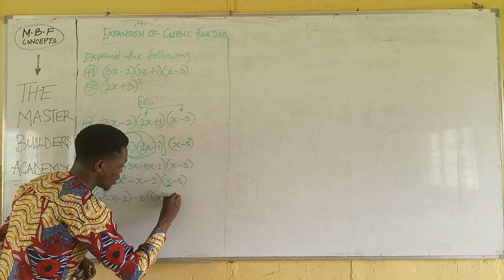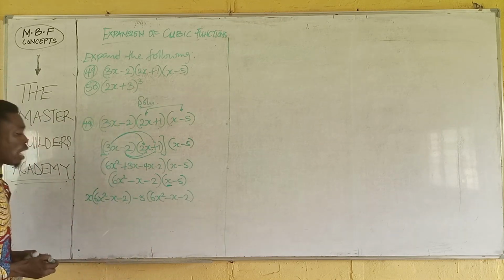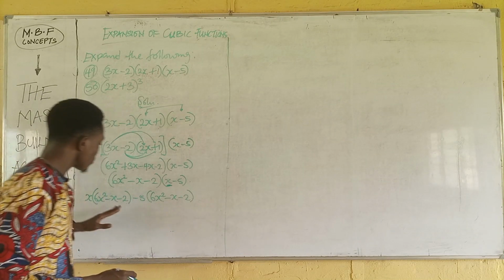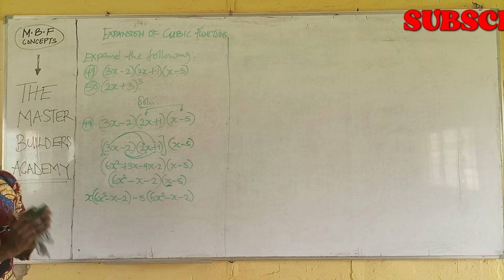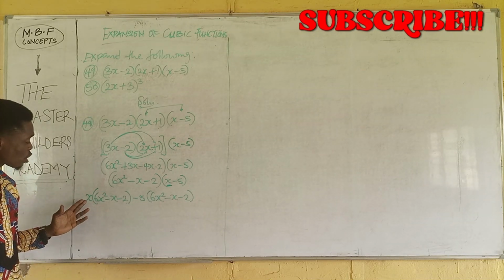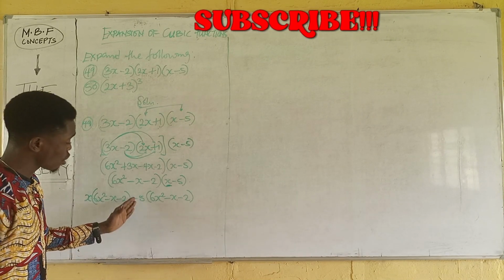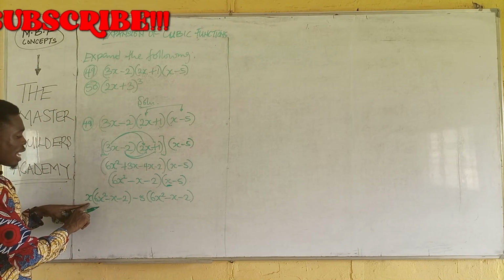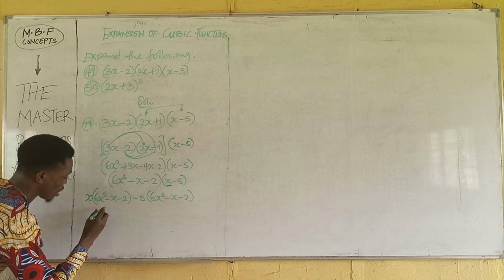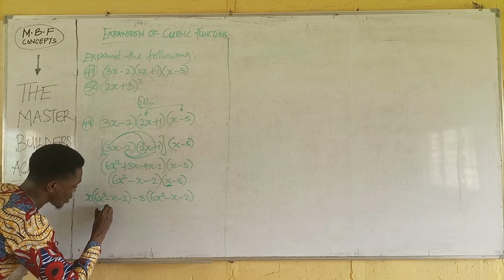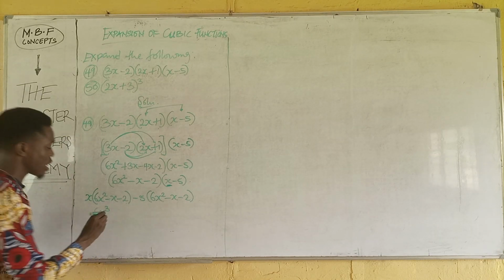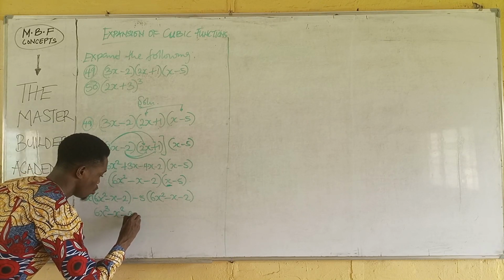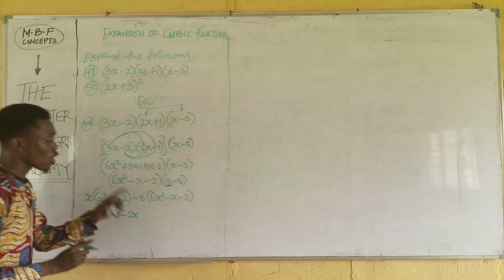6x squared minus x minus 2. Now, the next thing we do is to remove the bracket by multiplying each bracket with their respective multiplication factor. For the first bracket, the multiplication factor here is x, and for the other bracket, the multiplication factor here is minus 5. So we are going to multiply out very shortly. Now, x multiplied by 6x squared, guys, we are going to have 6x cubed. x multiplied by minus x, we are going to have minus x squared. x multiplied by minus 2, we are going to have minus 2x. We are done with the first bracket. Then we'll come to the second bracket.